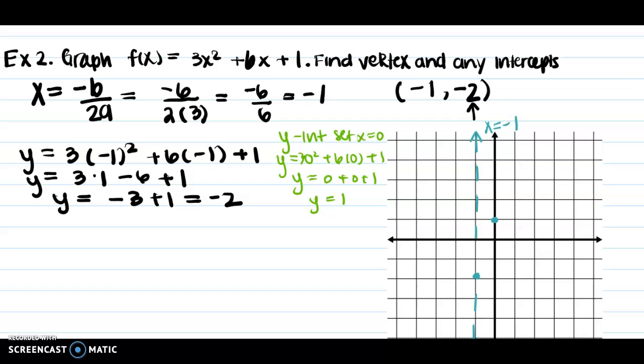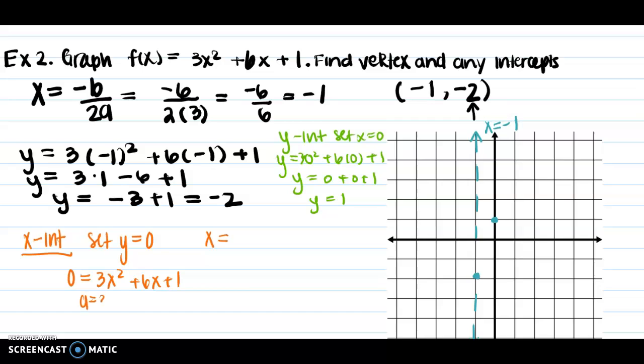Next we have the x-intercept. So that's where you set y equal to 0. So we have 0 equals 3x squared plus 6x plus 1. And then this is the guess and check method for factoring. And I guessed and checked a couple times and it didn't work. So what I'm going to do now is just use the quadratic formula.